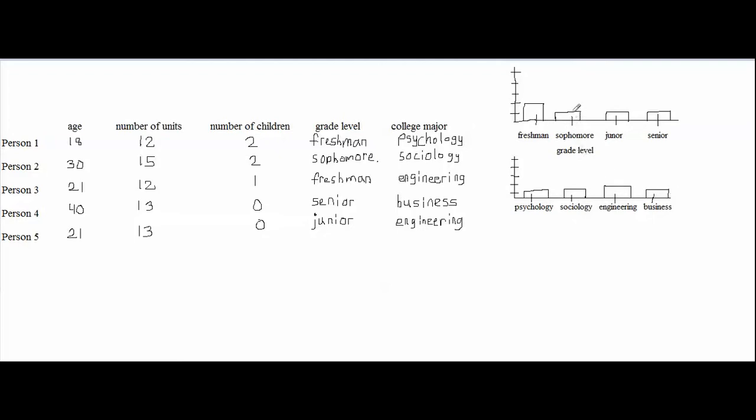And we've created a bar graph for the grade level column and a bar graph for the college major column. And I said that you create a bar graph when you have a column of qualitative or categorical data. There's a different type of graph that you would make for a column of quantitative data. It looks like a bar graph, but it is actually a little bit different. And I'll show you why.